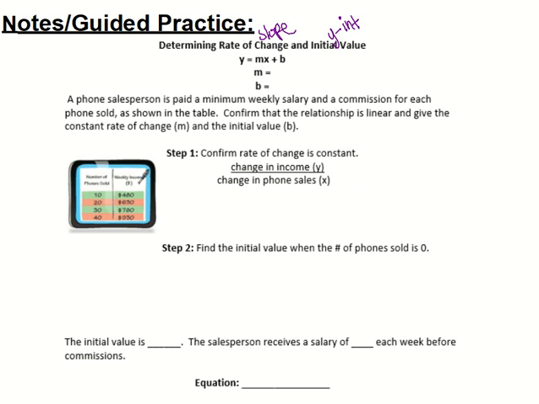Okay. So we're going to do that subtraction, right? Change in income, change in phone sales. We need to check the change. So we're going to subtract from here to here, and from here to here, and from here to here. And then we're going to do the same thing. I'm going to subtract, subtract, and subtract.